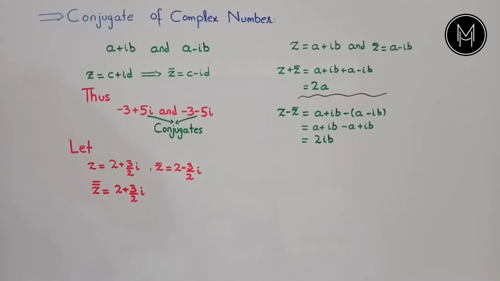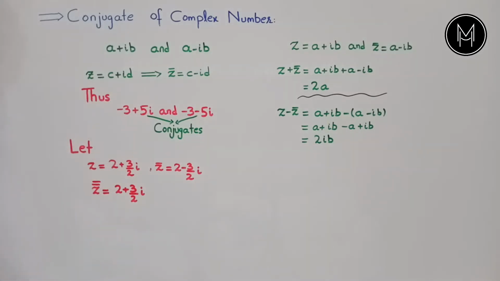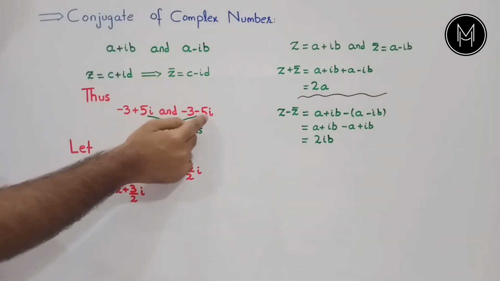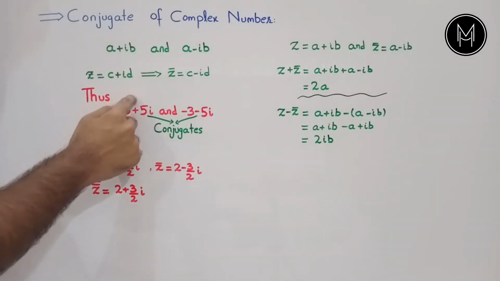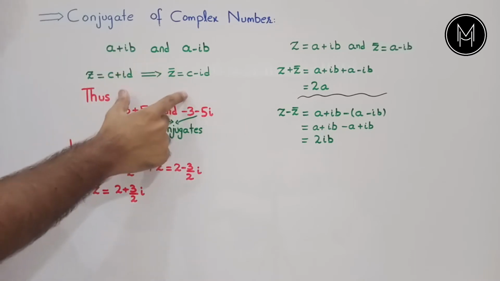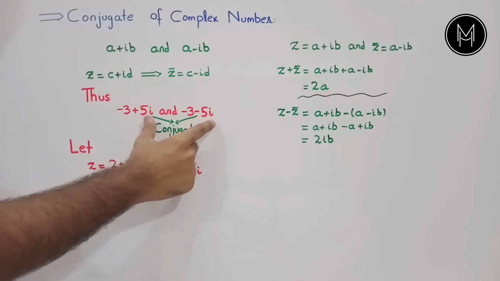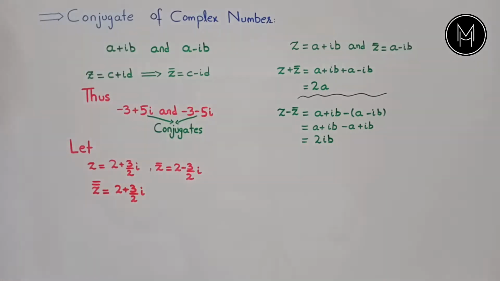Let's take some examples of a complex number and its conjugate. Let's say we have the complex number minus 3 plus 5i. According to the definition of the conjugate, its conjugate would be equal to minus 3 minus 5i. Yes, you can see both the complex number and its conjugate have the same real parts, but the imaginary parts are opposite in sign. So these two numbers are conjugates of each other.